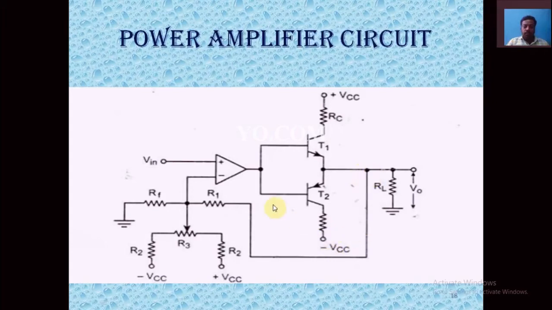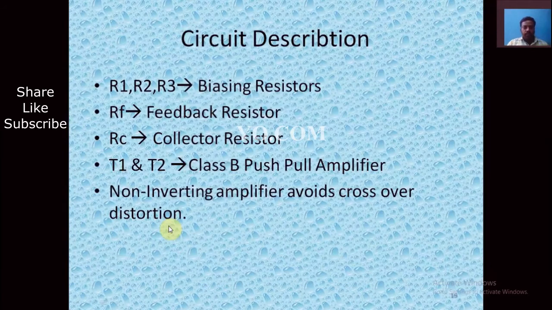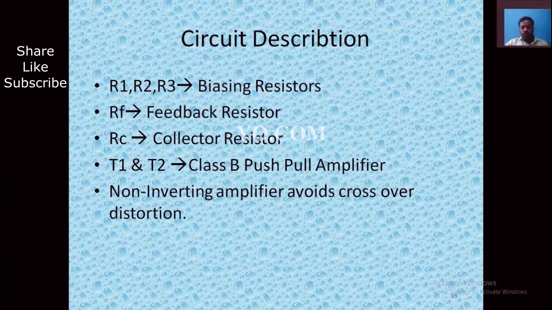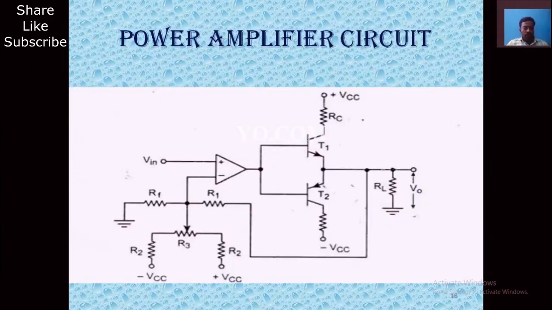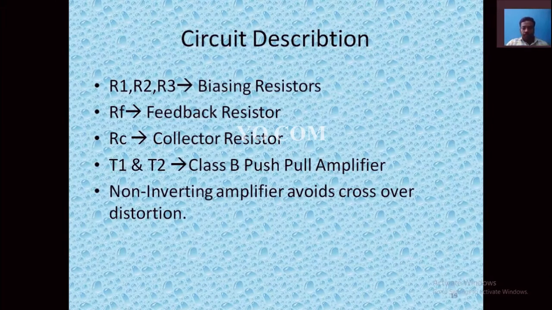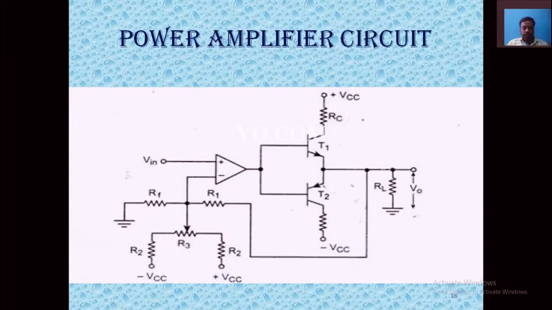Then the output is fed back through the resistors R1 and R2, which form a voltage divider circuit. The inverting terminal of the amplifier is connected with a potentiometer, which is used to adjust the gain of the power amplifier. So this is the circuit description. R1, R2 and R3 are the biasing resistors, with a feedback voltage divider. Then RF is the feedback resistor. Where is RF here?